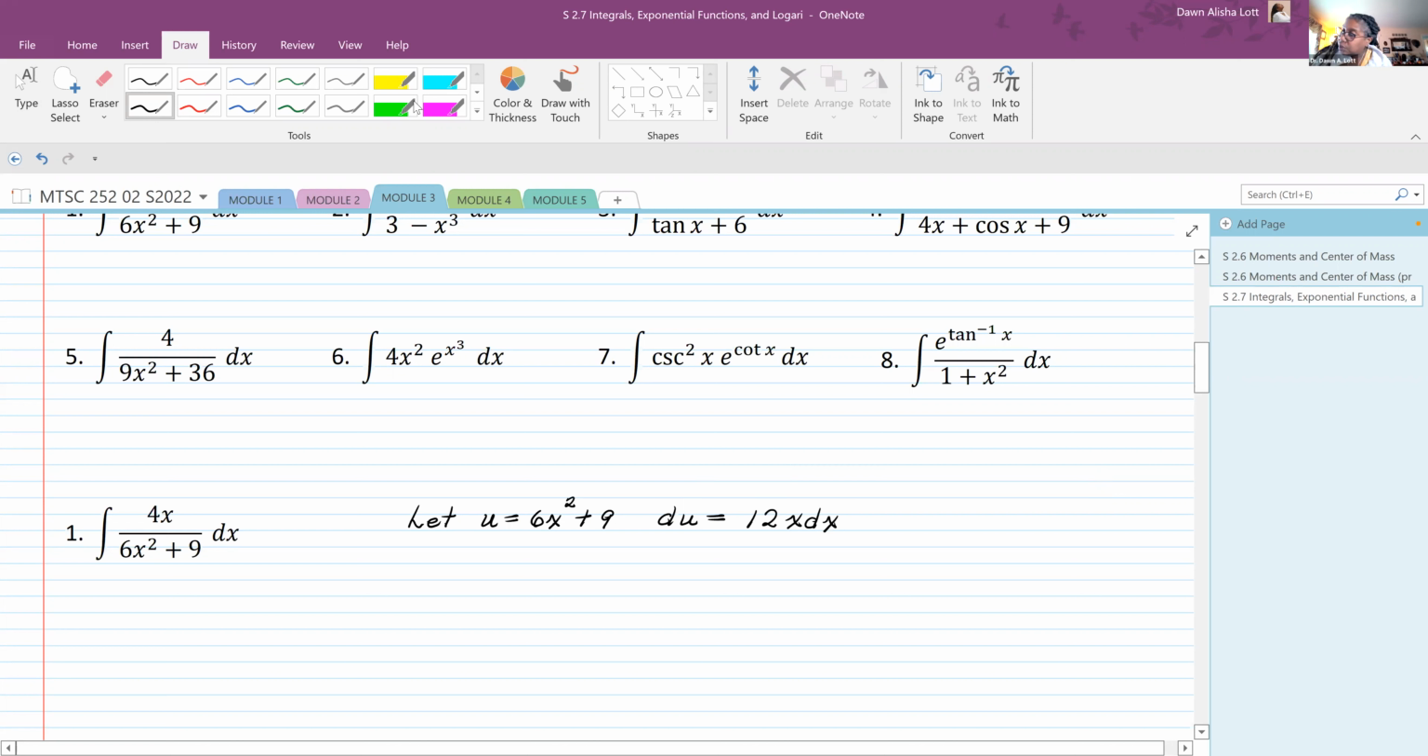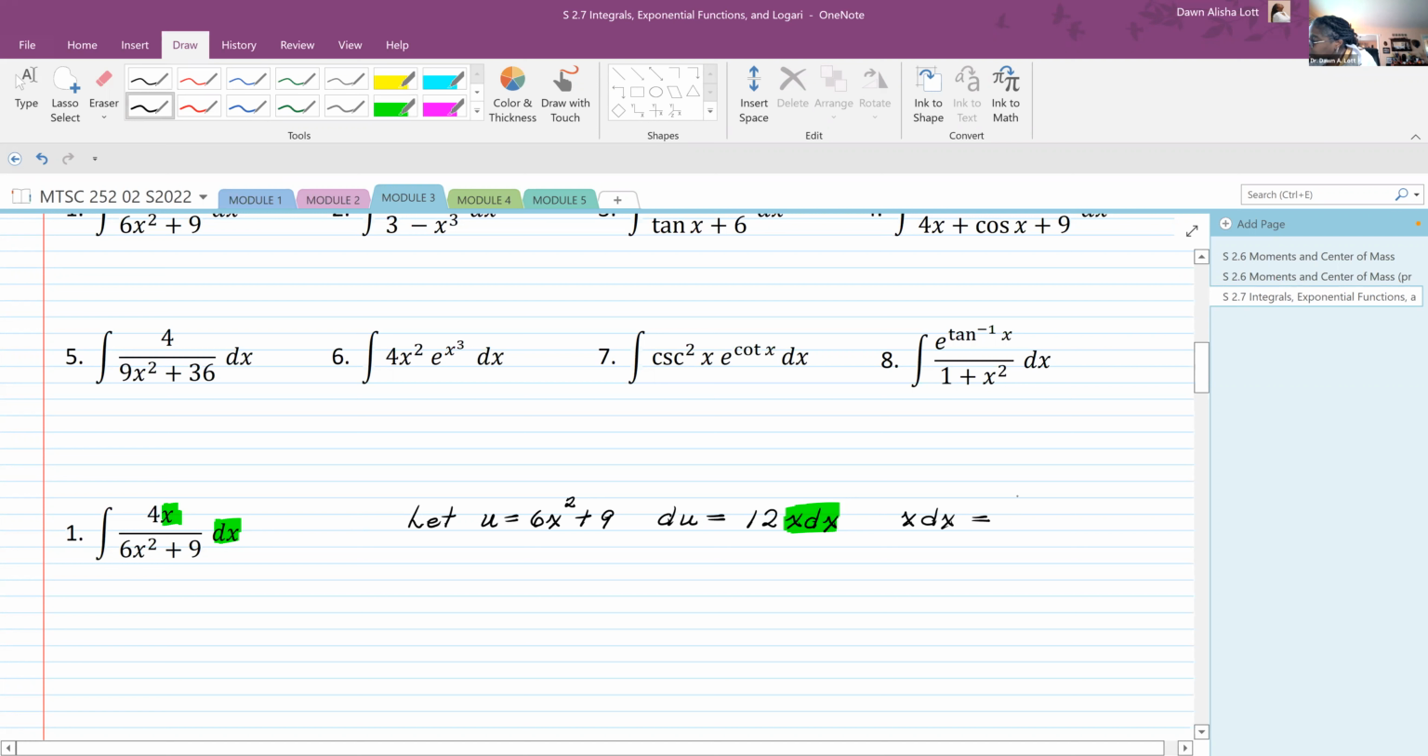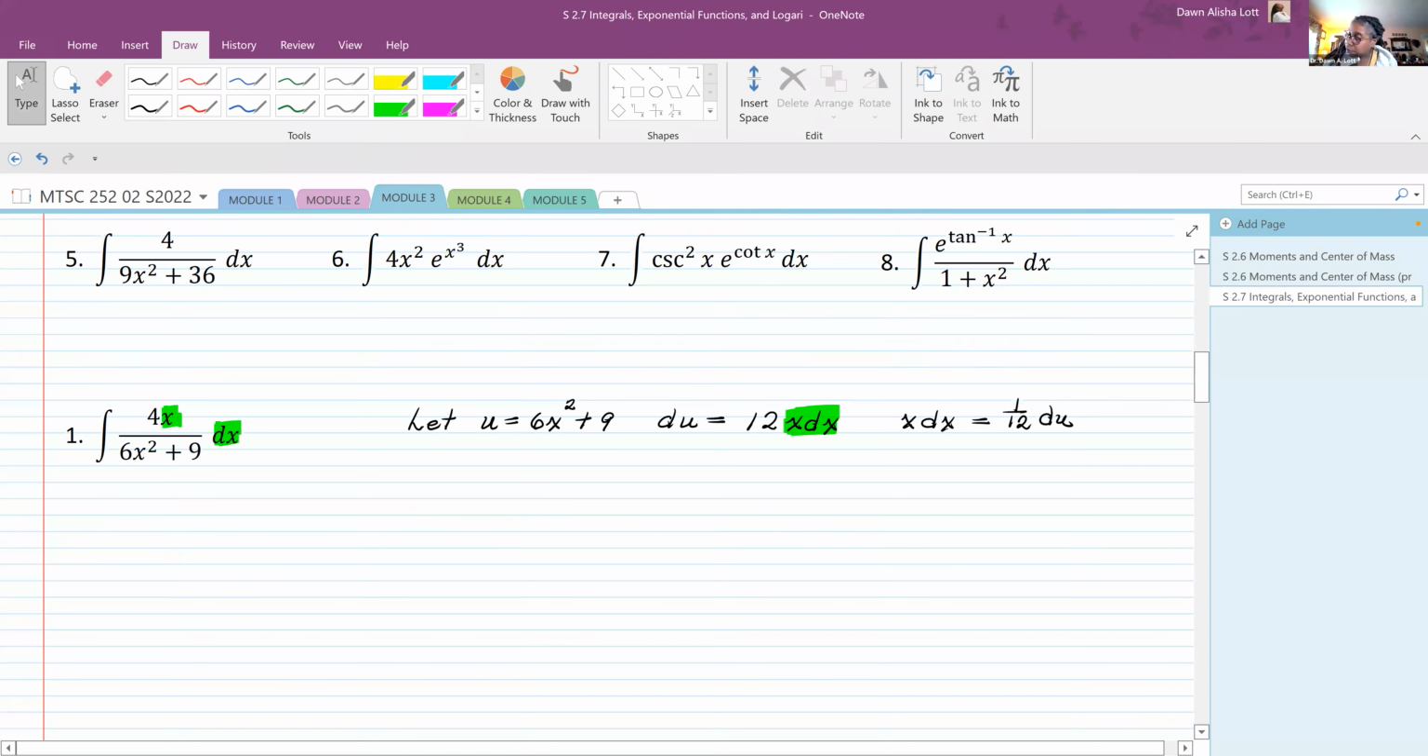Okay, so I see that I have here 4 dx. So I'm going to solve for that part, just x dx. And so now I get x dx is 1 over 12 du. Okay, so life is beautiful. This is the integral. I have 4 times x dx, which is 1 over 12 du.